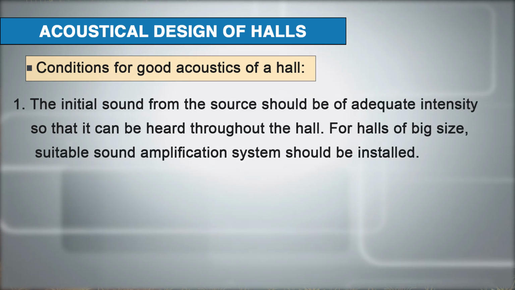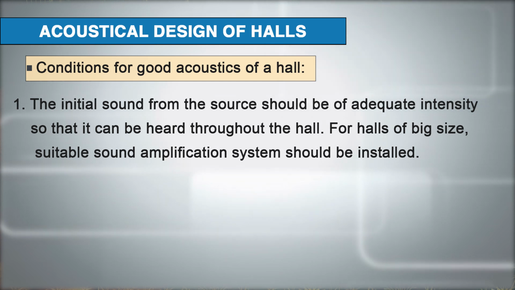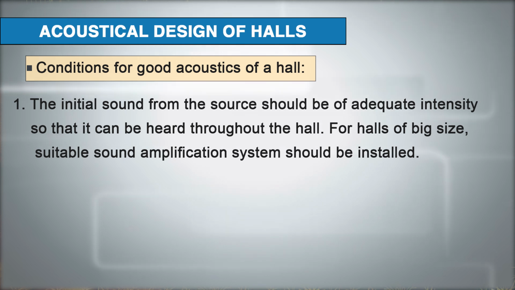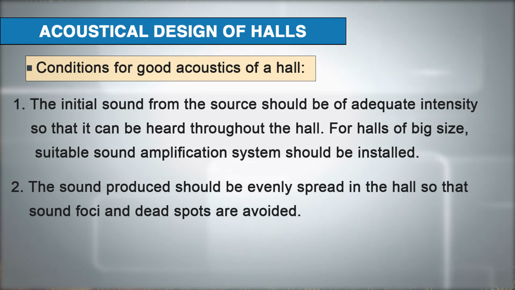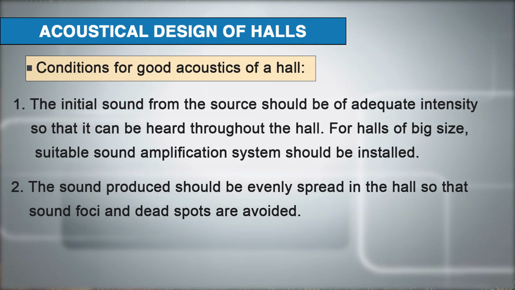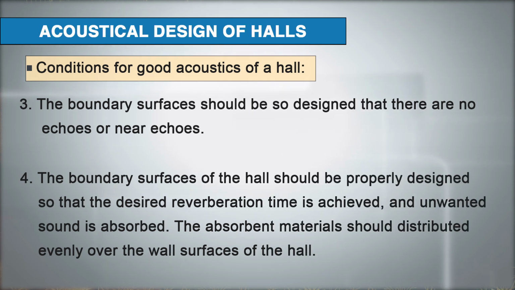The initial sound from the source should be of adequate intensity so that it can be heard throughout the hall. For halls of big size, suitable sound amplification should be installed. The sound produced should be evenly spread in the hall so that sound foci and dead spots are avoided. The boundary surface should be designed so that there are no echoes or near echoes. The boundary surface of the hall should be properly designed so that the desired reverberation time is achieved and unwanted sound is absorbed. The absorbent material should be distributed evenly over the wall surfaces of the hall.